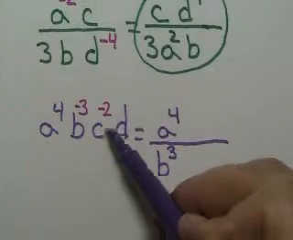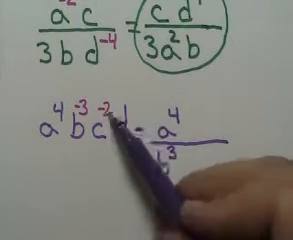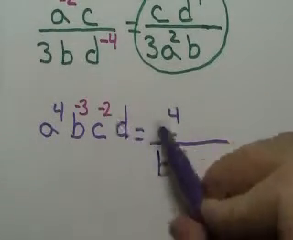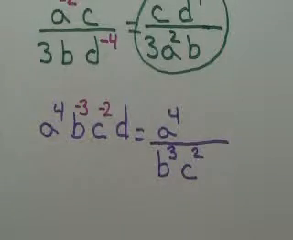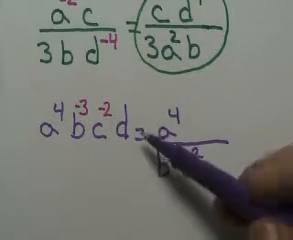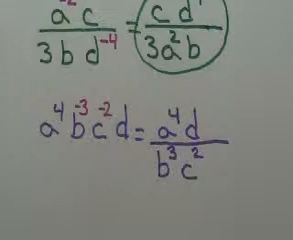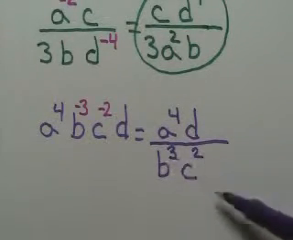C, that's wrong location. That's negative. So I'm going to cross this bar here, and now it becomes a positive 2. And D, well, that's in the right location, so that can stay. And there's our answer. Now they're all positive exponents.